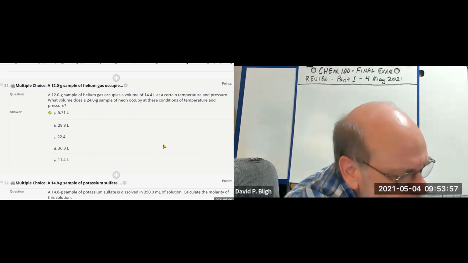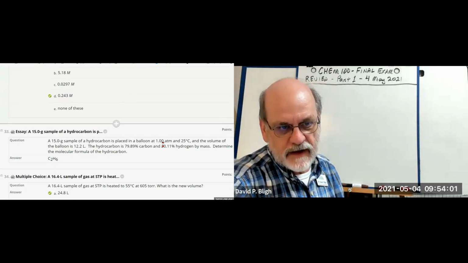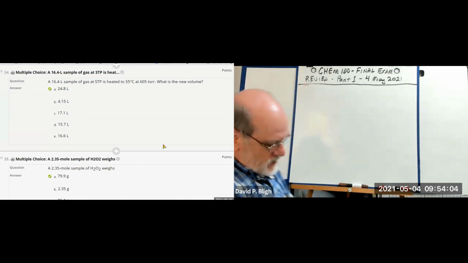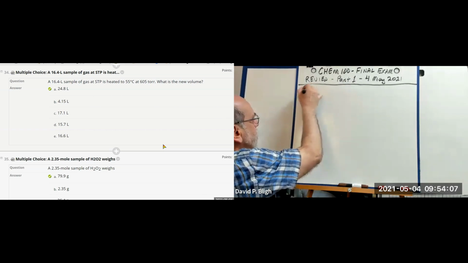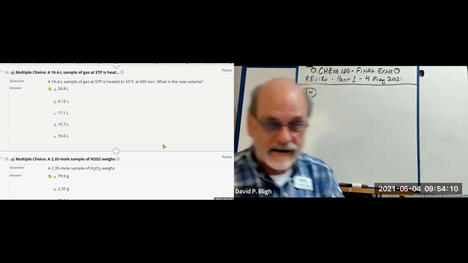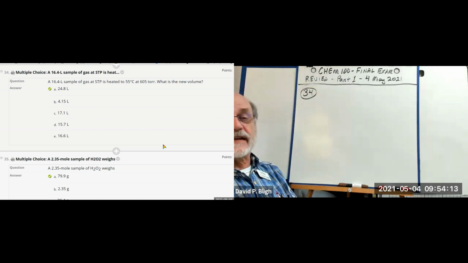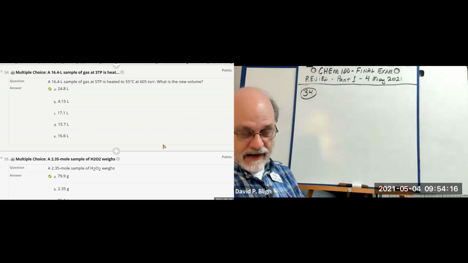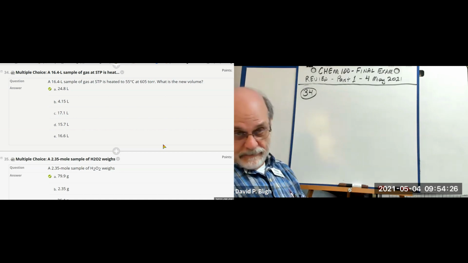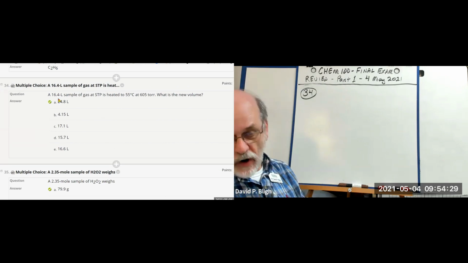Let's see, that was 31. Let's skip down to 34. We're still in the easy group. All right. A 16.4 liter sample of gas at STP is heated to 55 degrees at 605 torr. What's the new volume? Notice that you're given the starting conditions, 16.4 liters at standard temperature and pressure. And then the temperature and the pressure are changed. So this is a before and after problem.